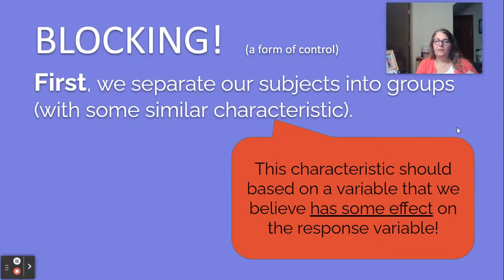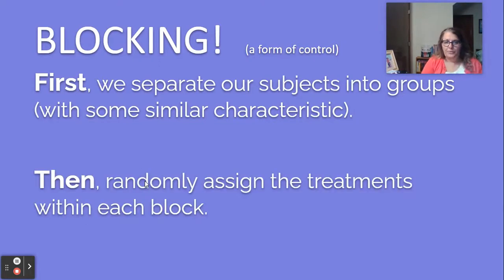It could be age, gender, what color. There's lots of things that it could be out there. And in many cases, when you're looking at it, they'll tell you things that they know will have an effect on something, so you know that you need to block it. It's a form of control. And then once you've blocked it, then you go and randomly assign the treatments within each block. Okay.